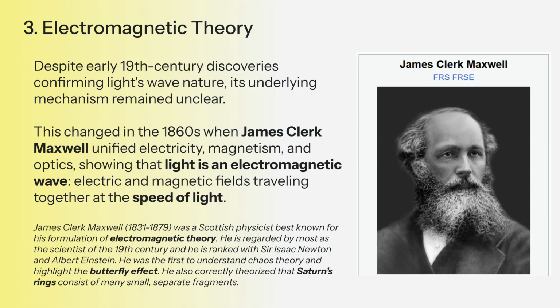In the 1860s, Scottish physicist James Clerk Maxwell achieved one of the greatest unifications in physics history. He brought together electricity, magnetism, and optics under a single mathematical framework. Maxwell demonstrated that light is actually an electromagnetic wave, which is a transverse wave consisting of oscillating electric and magnetic fields. These fields travel together through space, constantly regenerating each other at the speed of light. This meant that light does not need a physical medium like ether to travel.